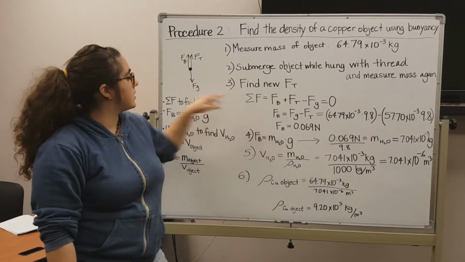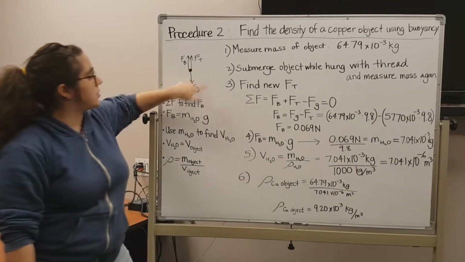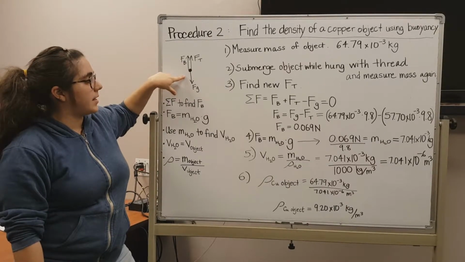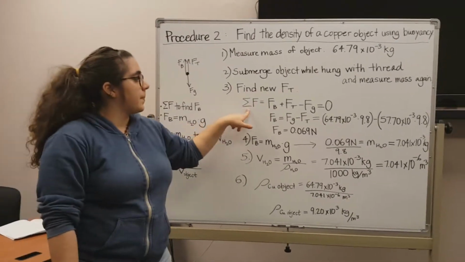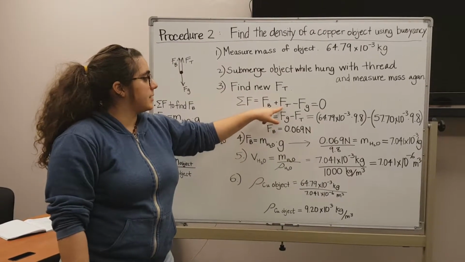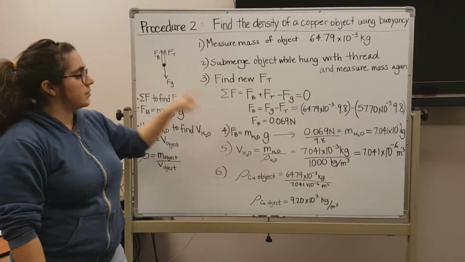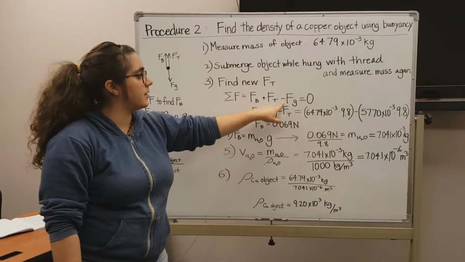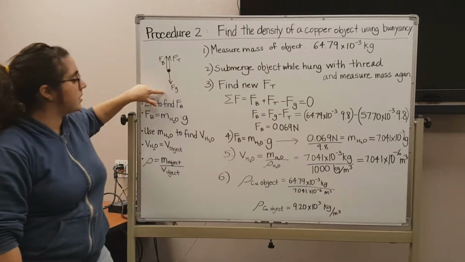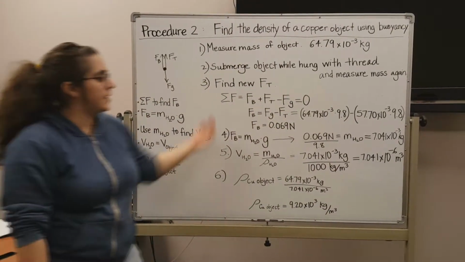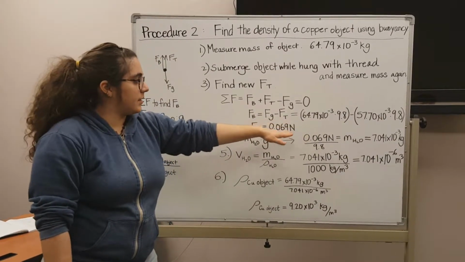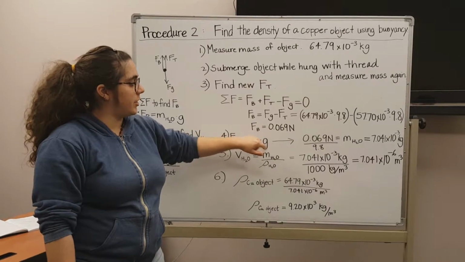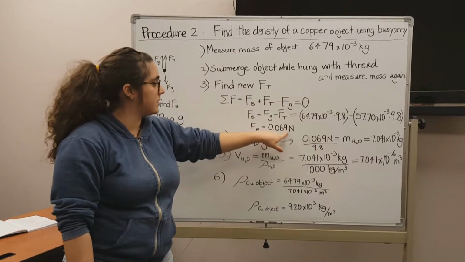And then we used the sum of forces, which is pictured here, to find the tension. Because the tension is pointing up and the buoyancy force is pointing up, those are positive. And then we have a minus Fg because it's pointing down. And then here it is with all the values plugged in with 9.8 for g. And so we get this.